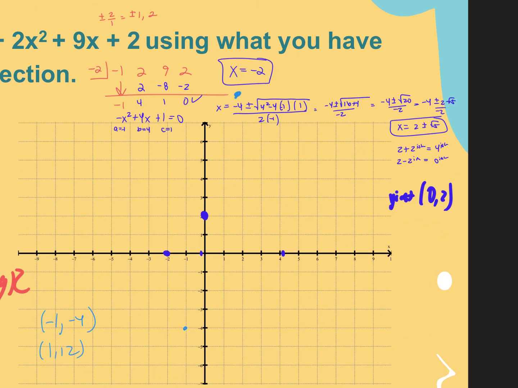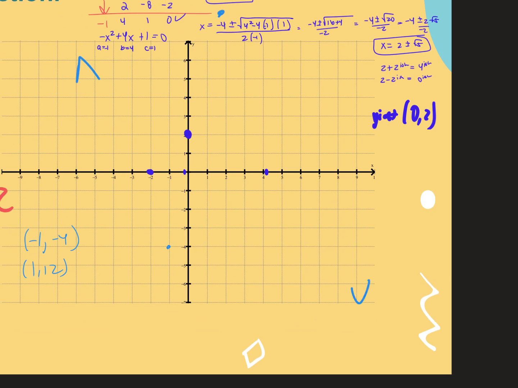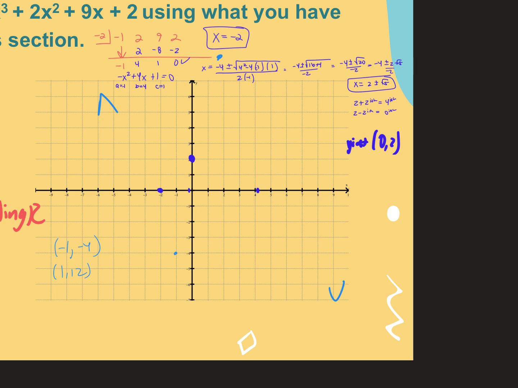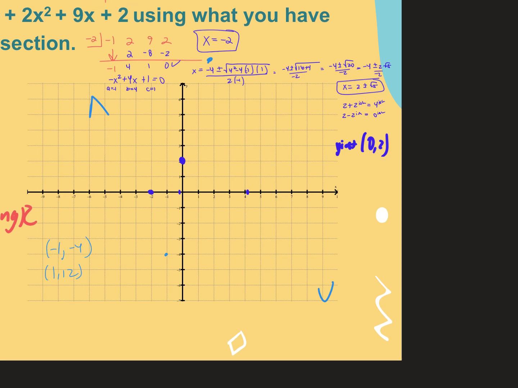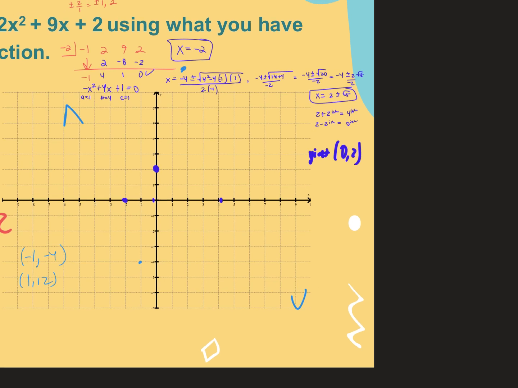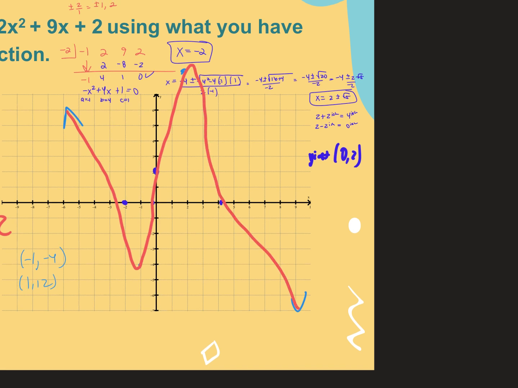And what are my end behaviors again? Rising on the left, falling on the right. And then what's going to happen at each one of these? How many times did you see each one of these answers? Just once. So it's going to do what at each one of them? It's going to cross through. So you're going to cross through, back up here. Boom. If you see the same answer 2 times, what's it going to do at the x-axis? It's going to bounce.